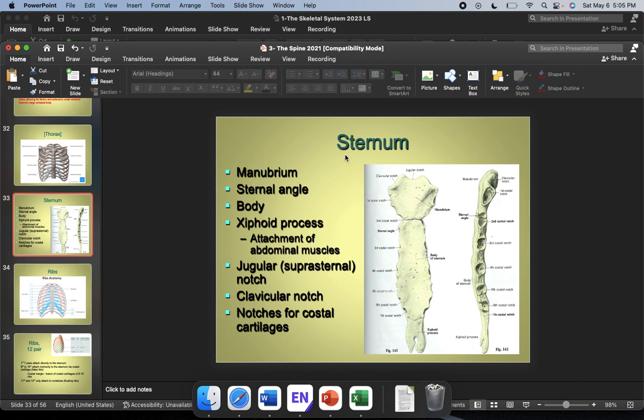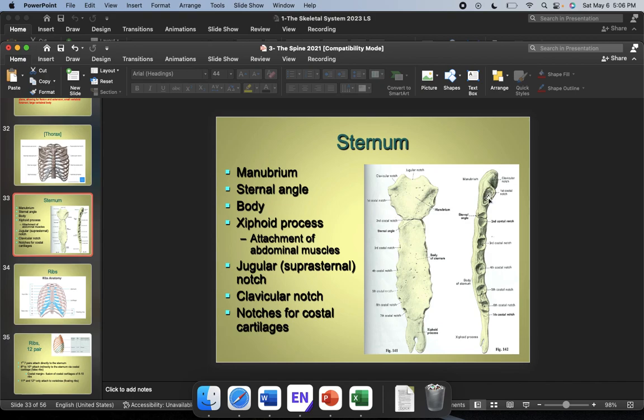The sternum is made of three fairly distinct parts: the manubrium on the superior portion of the sternum, the sternal body, and then the xiphoid process. The xiphoid process is typically cartilaginous through youth and into young adulthood, and typically ossifies between 35 and 45 and fuses with the sternal body after that point.